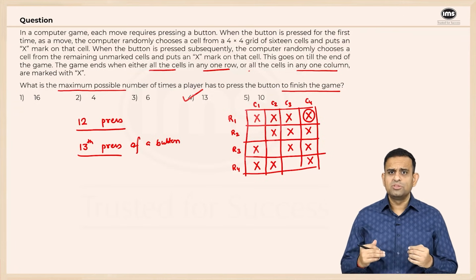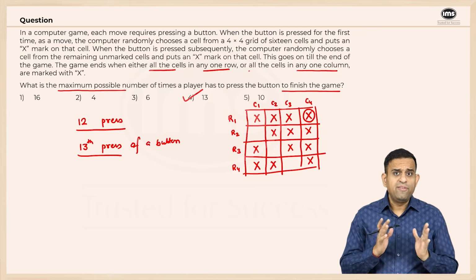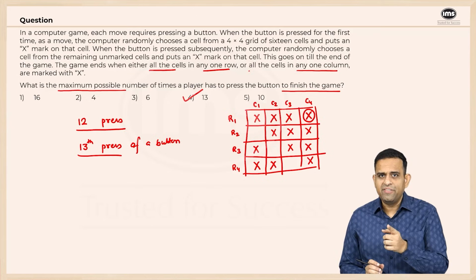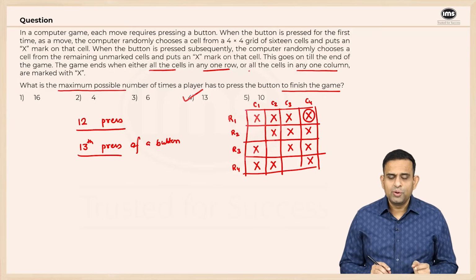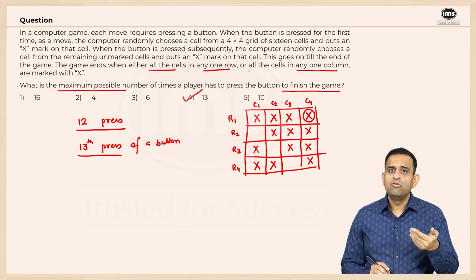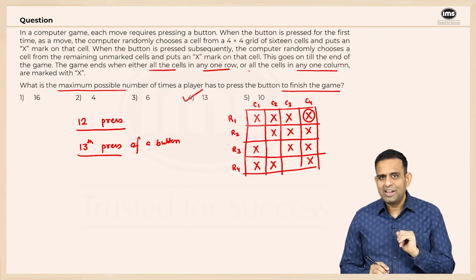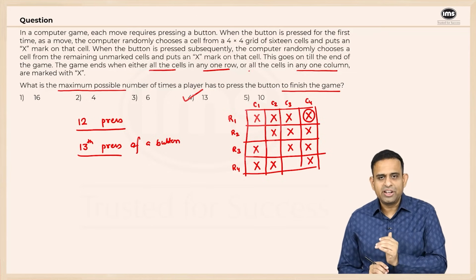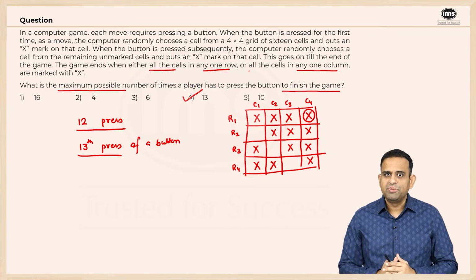So if you look at how to generalize in this scenario, suppose we have a 5 cross 5 grid. That means the moment a row or a column contains 5 X's, the game will be over. So what is the worst possible scenario? A row or a column containing 4 X's. So let's say first row contains 4, second row contains 4, third row contains 4, fourth row contains 4, fifth row contains 4. So far, things become nothing but 20.